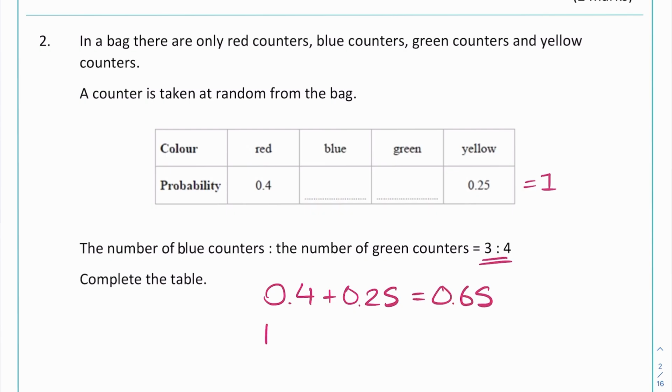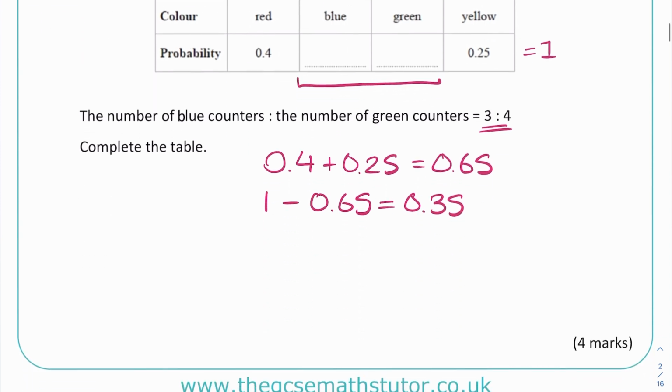Well, if we then take that away from 1, you can take your time working that out. That one hopefully isn't too bad to just look at. That's 0.35. So that's what's left to share between blue and green. And it says that that's in the ratio 3 to 4. 3 to 4 is a total of 7 parts, so we want to divide that by 7. 0.35 divided by 7 is easy enough to work out because it's 35 divided by 7, but as a decimal that gives us 0.05. That's 35 divided by 7 is 5. So each of those parts is worth 0.05.